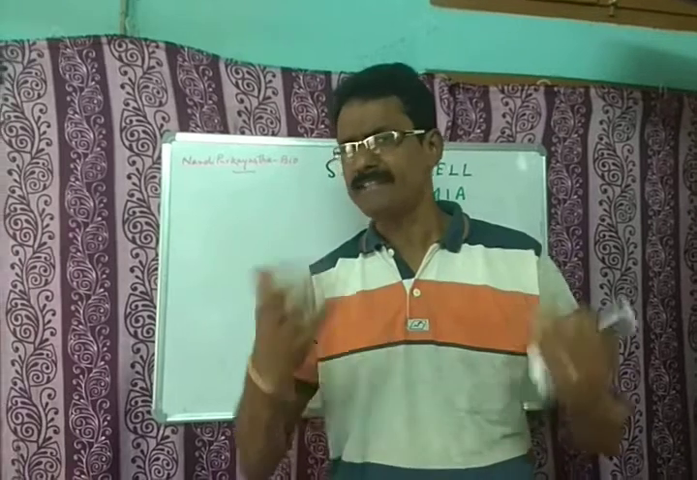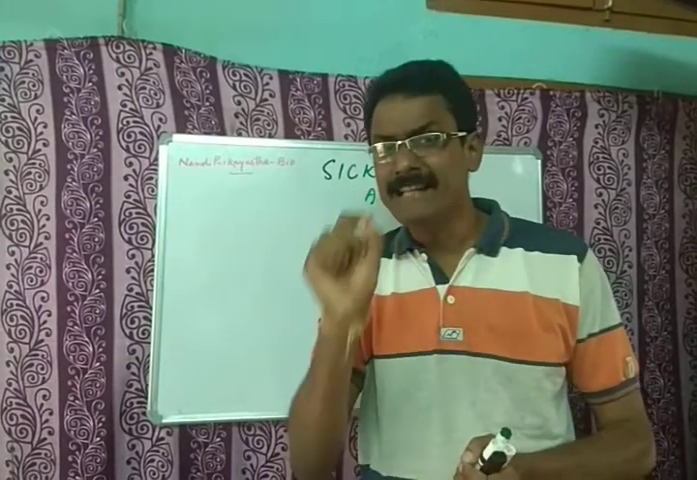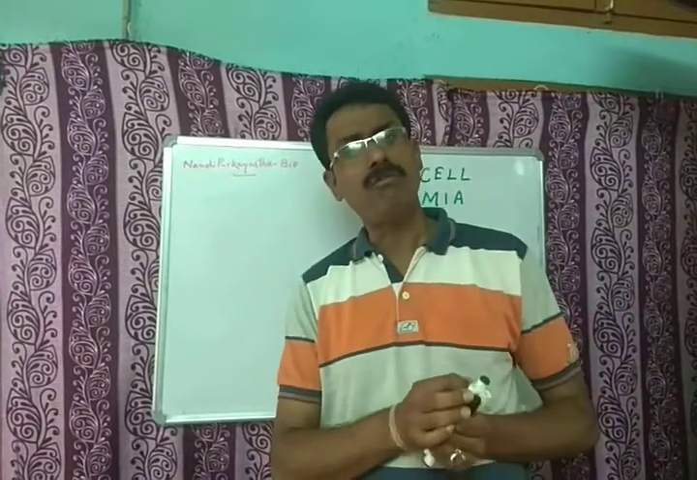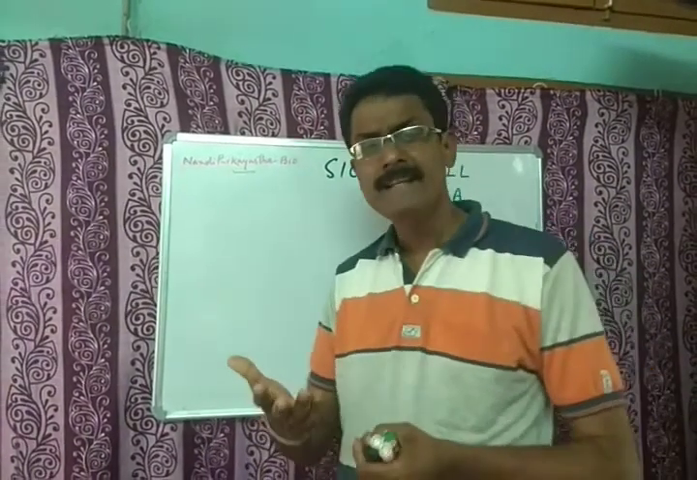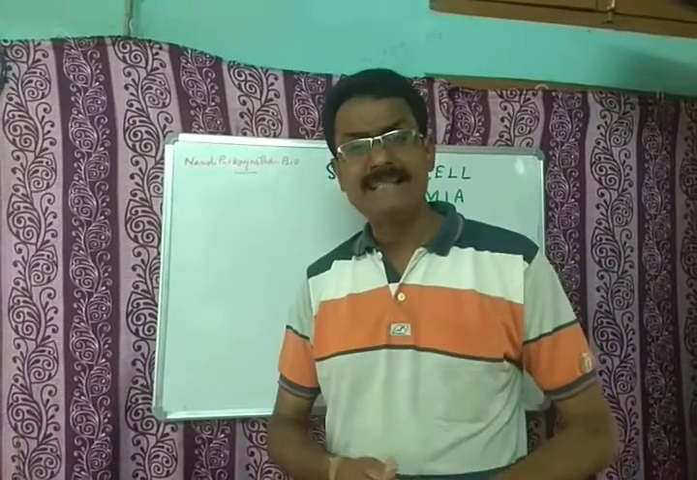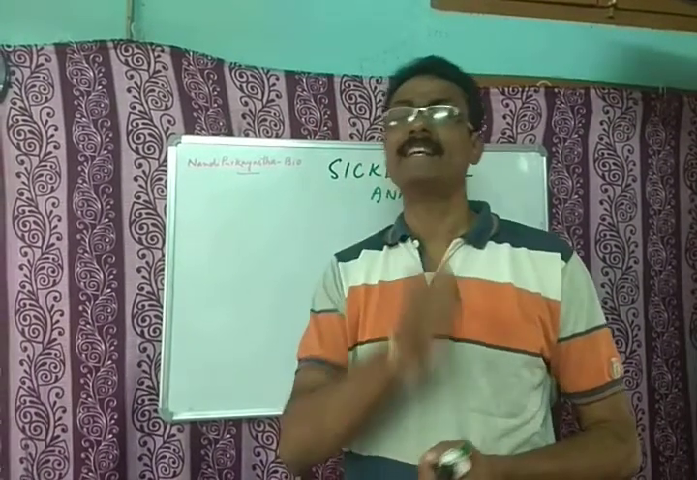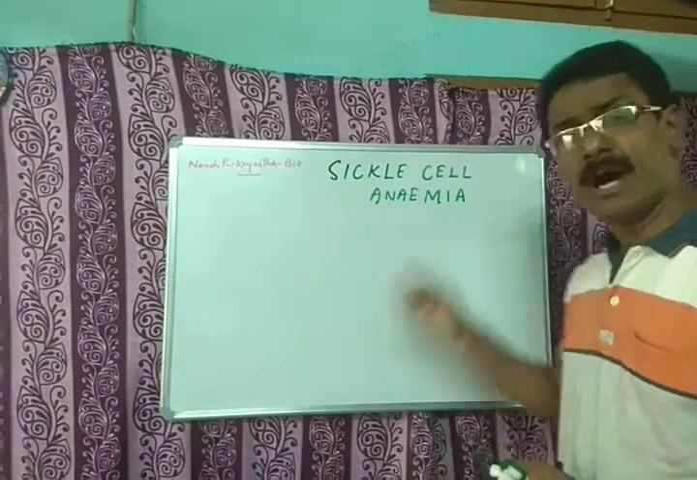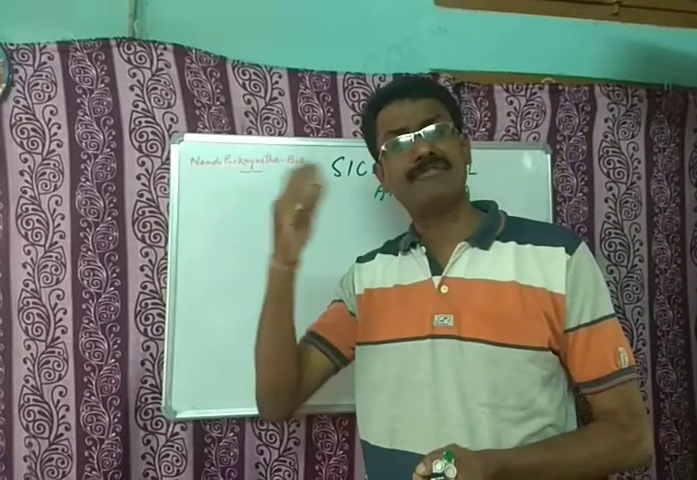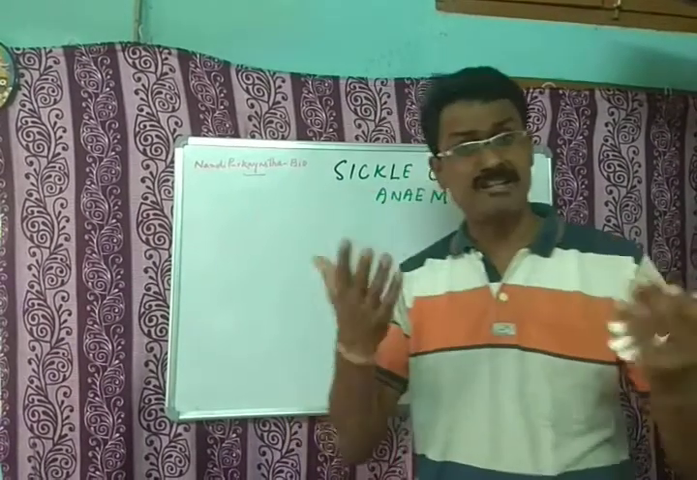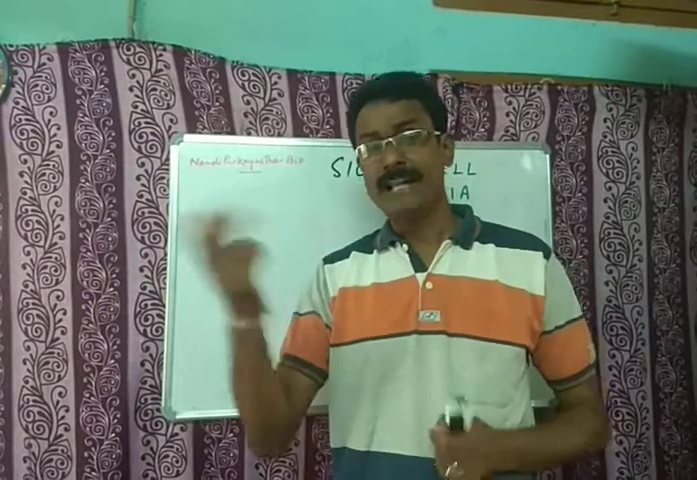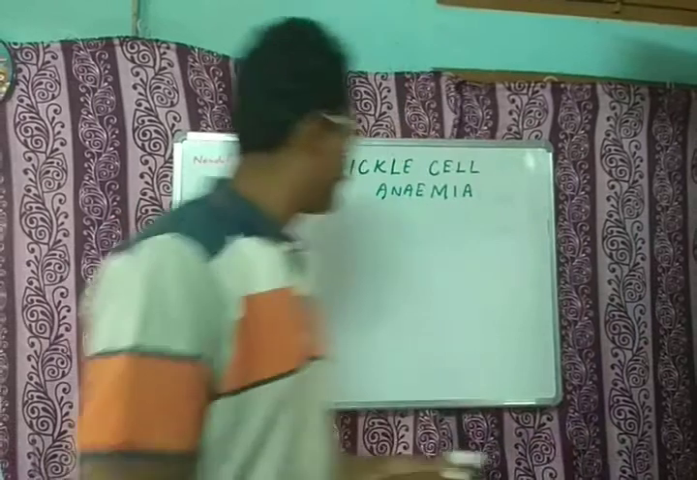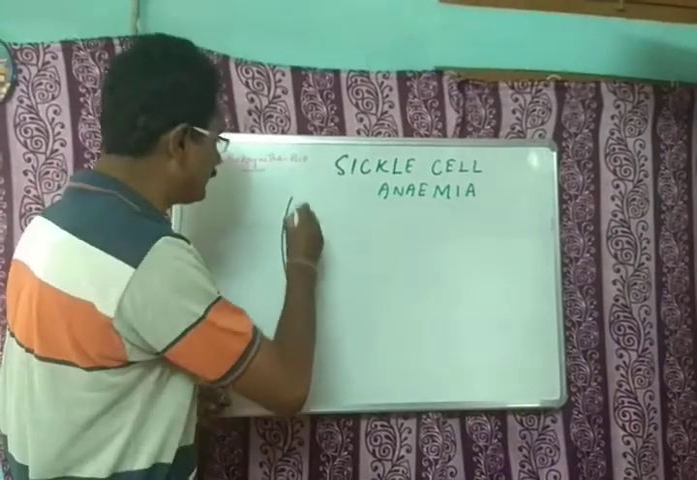Earlier we discussed sex-linked recessive traits, for example hemophilia. What did we find there? We found that the males suffer from the disease and the females are generally carriers. But sickle cell anemia is an autosomal recessive trait. That's why there is no gender basis for autosomal traits, so it can happen to anybody. Clear?